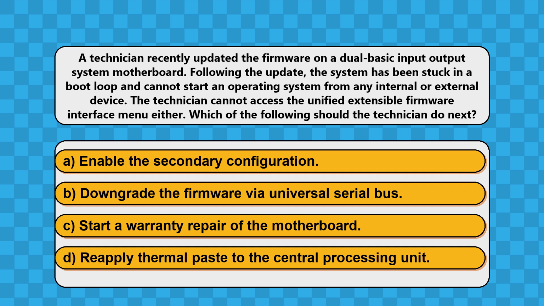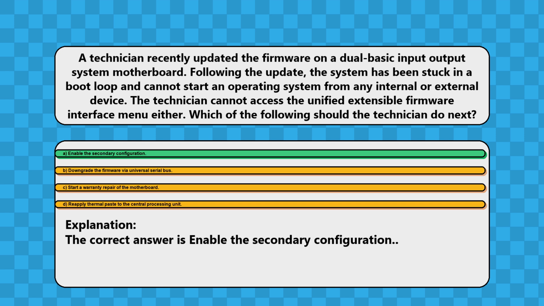Option A, enable the secondary configuration. Option B, downgrade the firmware via universal serial bus. Option C, start a warranty repair of the motherboard. Option D, reapply thermal paste to the central processing unit. The correct answer is option A, enable the secondary configuration.